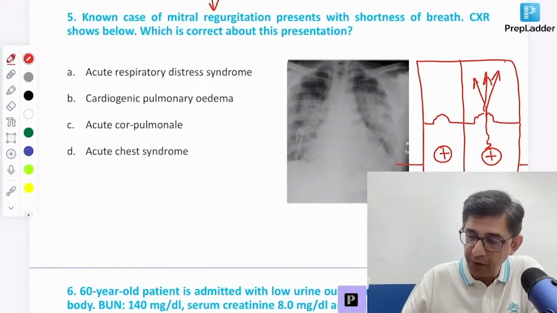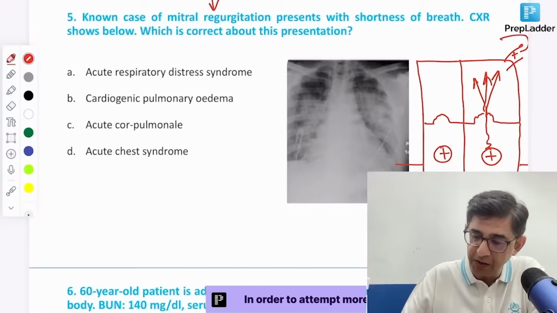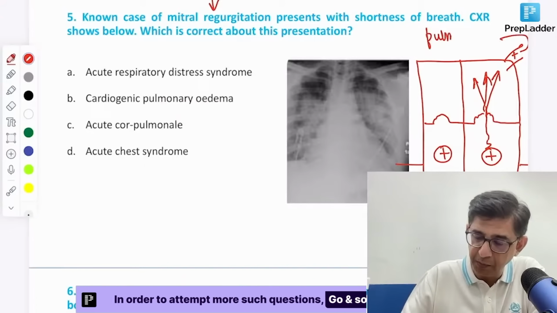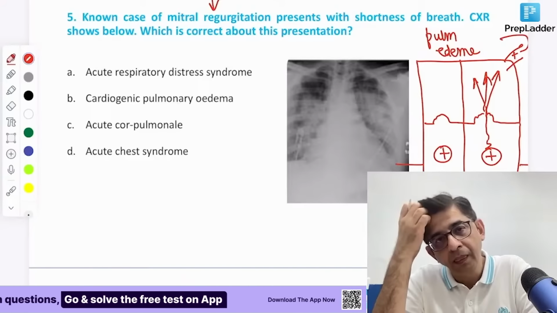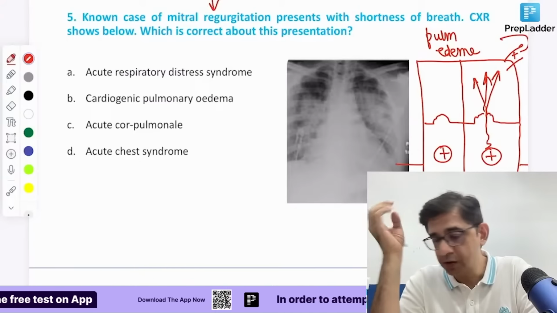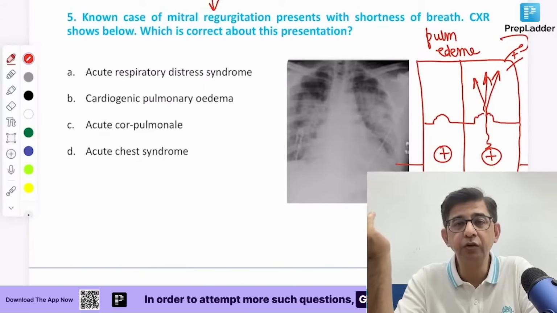Because of this, there would be a lot of congestion in the pulmonary veins. This will cause congestion in the lungs. So there would be a pulmonary edema developing in this case. Because the heart is the cause, you will say it is cardiogenic pulmonary edema.